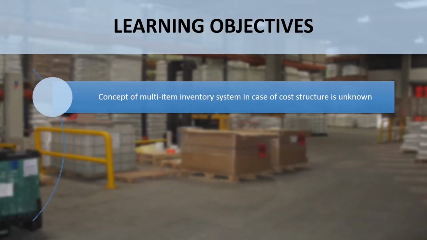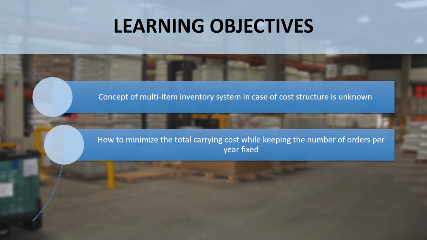Today in this session, you are going to learn about deterministic multi-item inventory systems and the concepts related to the multi-item inventory system: what to do when the cost structure is not known, or even if it is known but not in proper order; how to minimize the total carrying cost while keeping the number of orders per year fixed; and how to minimize the total number of orders per year while keeping the same level of inventory.